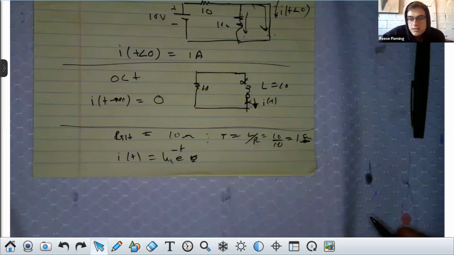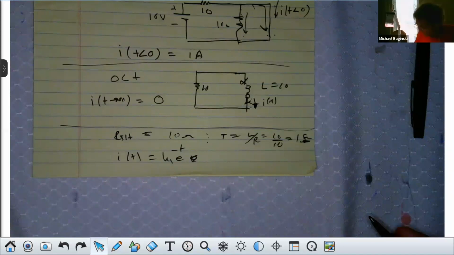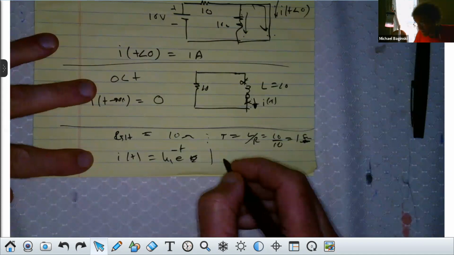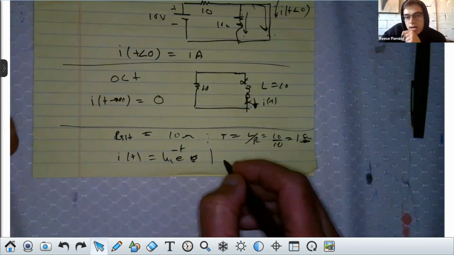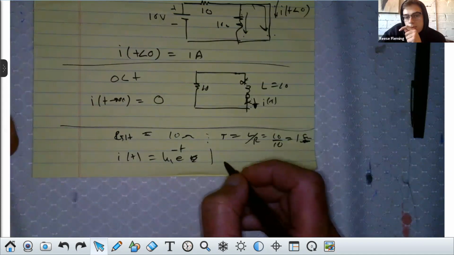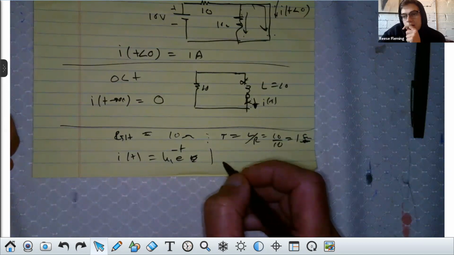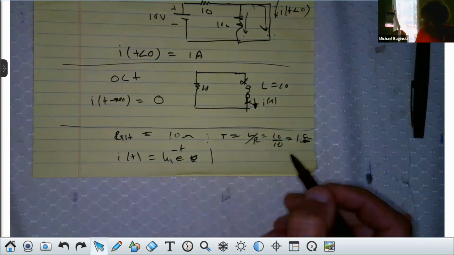Could you substitute t equals 0? Absolutely. And right, at t equals 0, what do we know? I equals 0? Yeah, and what value is that? You're right. Anybody want to help him? Go ahead. Would that just be k1? Well, yeah, it is K1, but what's the numerical value?